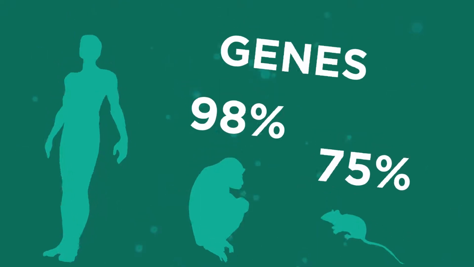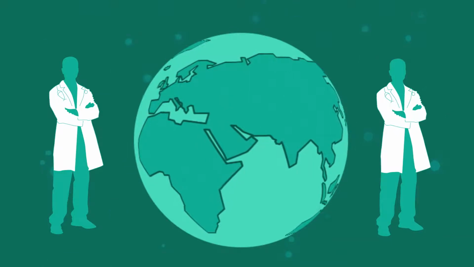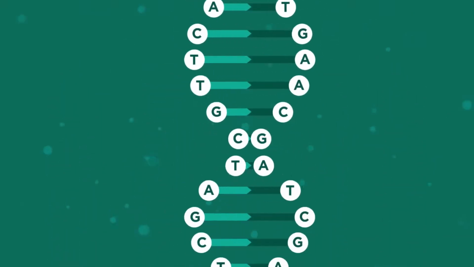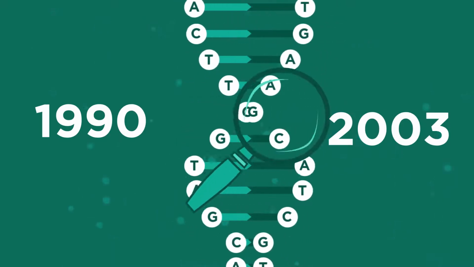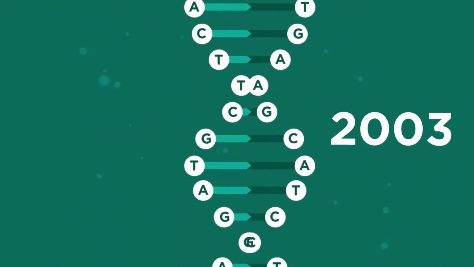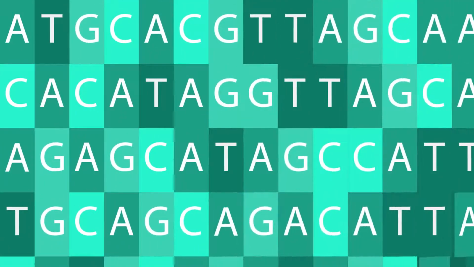The Human Genome Project was an enormous project that saw scientists around the world collaborate to work out the sequences of bases in the human genome. The project started in 1990 and was completed by 2003, 2 years ahead of schedule. And here is the order of the bases: A, T, G, C, T.